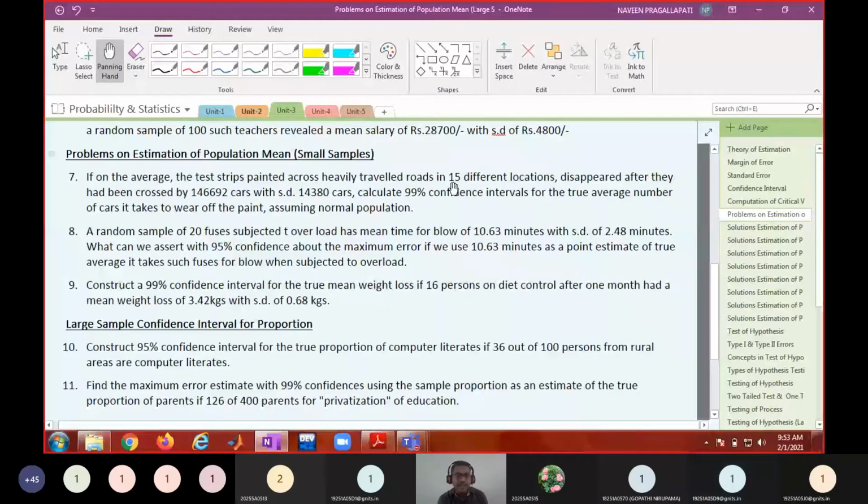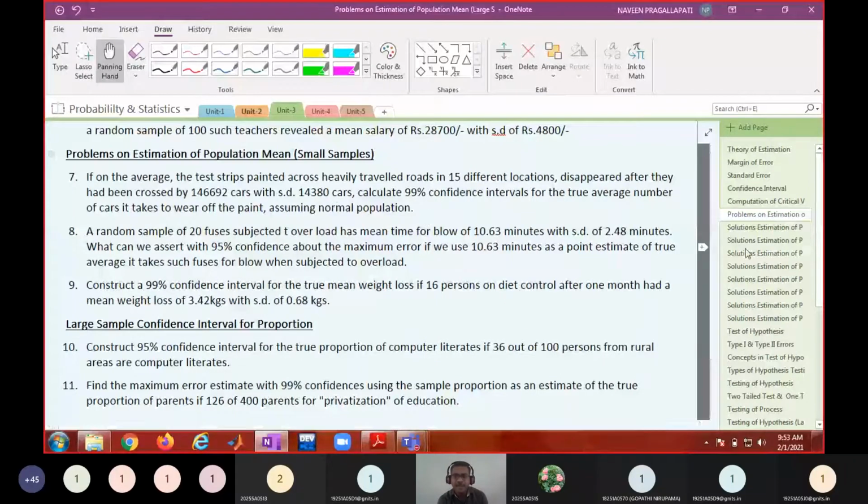And after that, which one you have to see? 99% confidence interval. Therefore, what is alpha? 1%. After that, what is this called? X bar. Next is the standard deviation, 14,380. This is the standard deviation of these 15 locations.